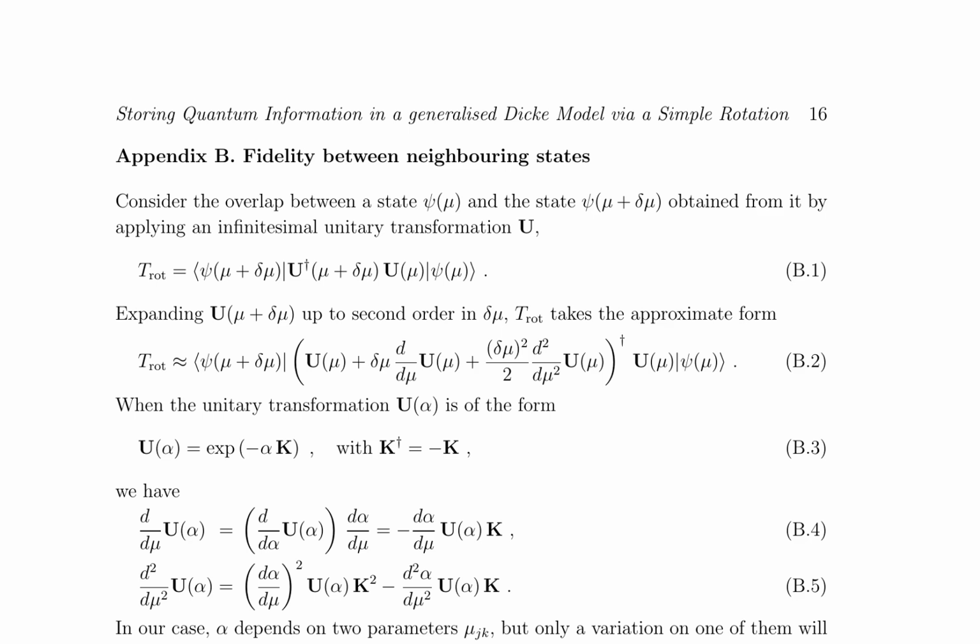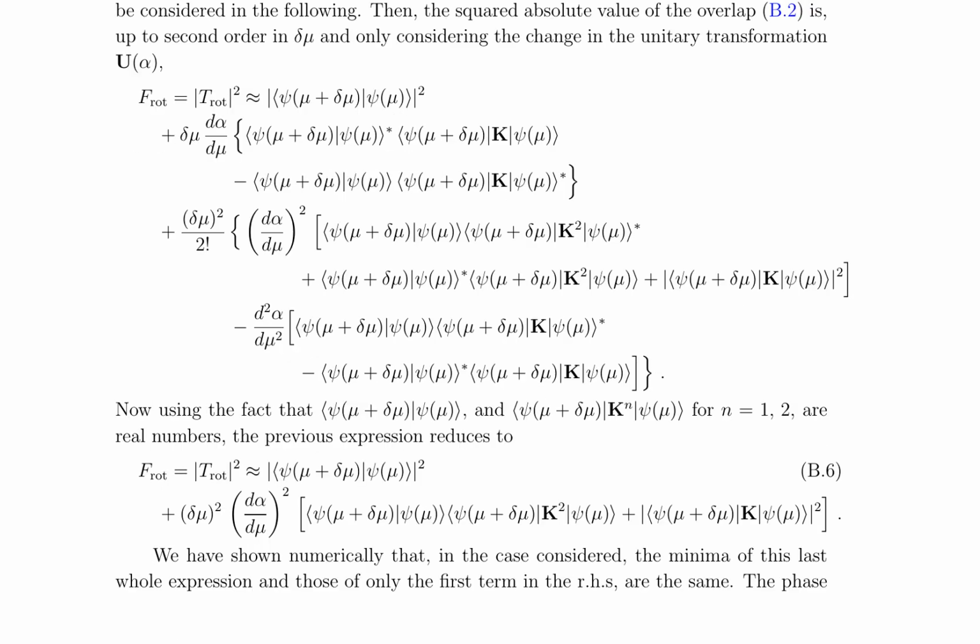Assuming that the state overlap and expectation values are real numbers simplifies this expression, leading to a more tractable form. This simplified expression depends on the first and second derivatives of u with respect to micro. In our specific case, the minima of this simplified expression are identical to those of the original expression, validating the approximation. This analysis contributes to understanding how quantum information can be stored in a generalized Dicke model using a simple rotation.